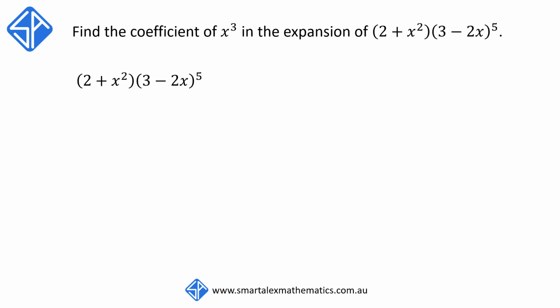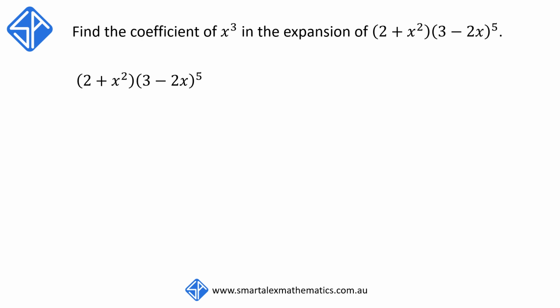In this video, we're going to work through an example to show you how we can find the coefficient of x cubed in the expansion of (2 plus x squared) times (3 minus 2x) to the power of 5. When we're working with these types of expressions where we have one bracket multiplied to another bracket and we're looking for a particular term, we need to consider what each term inside the first bracket needs to multiply to from the second bracket to achieve that term.